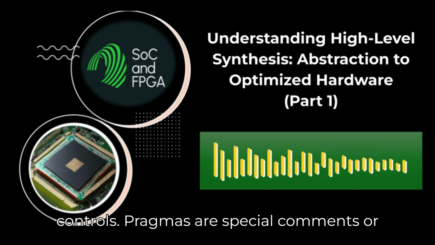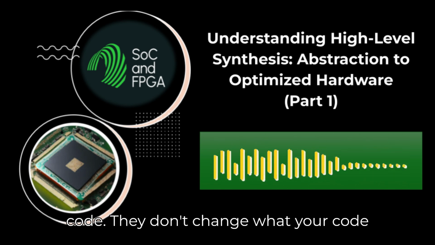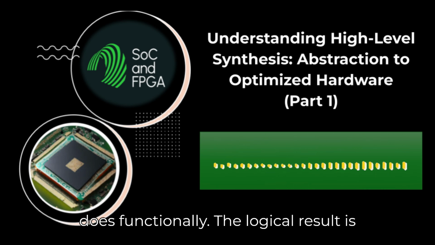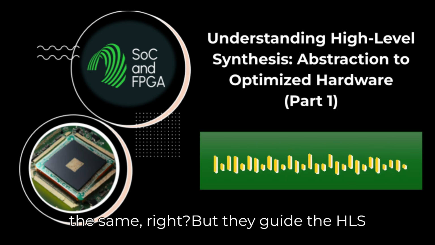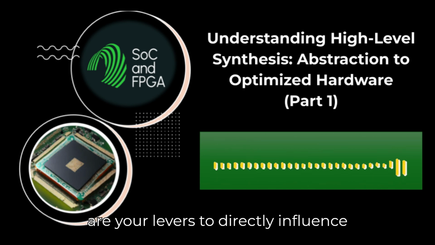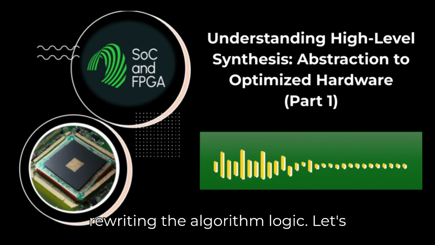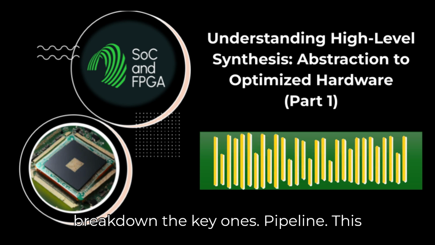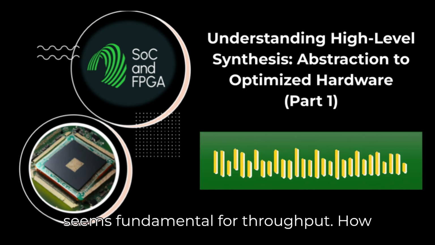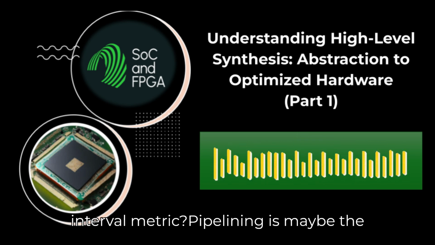Pragmas are special comments or directives you embed right in your C++ code. They don't change what your code does functionally. The logical result is the same. Right. But they guide the HLS tool on how to build the hardware. They are your levers to directly influence performance, area, and power without rewriting the algorithm logic. Let's break down the key ones. Pipeline. This seems fundamental for throughput. How does it work, and what's this initiation interval metric?